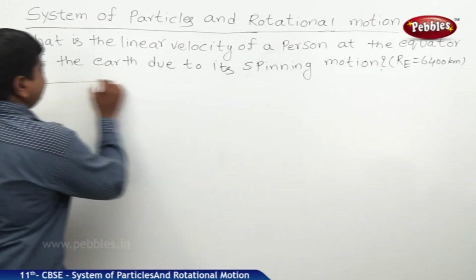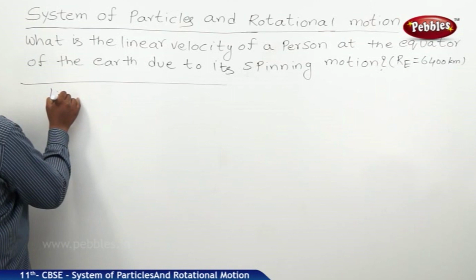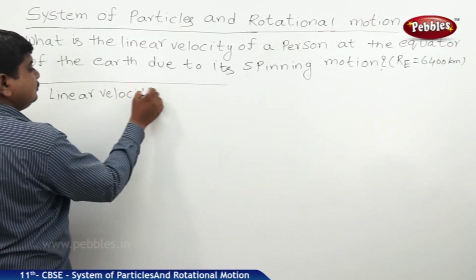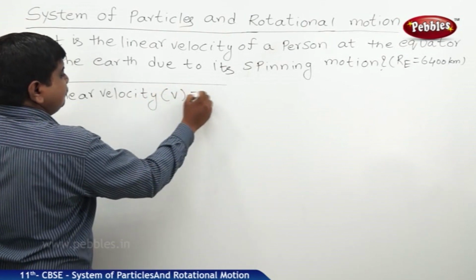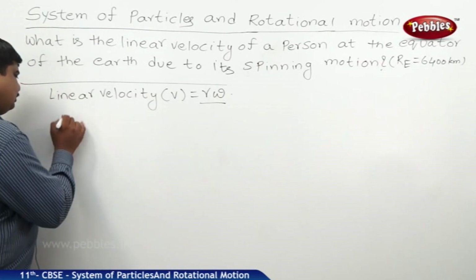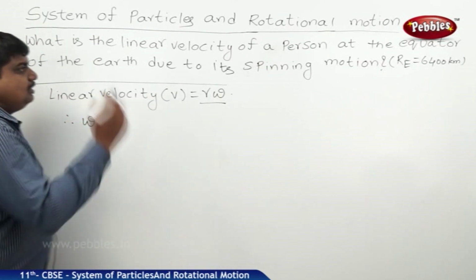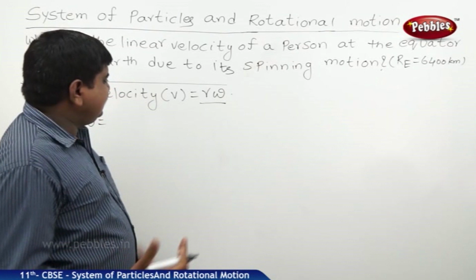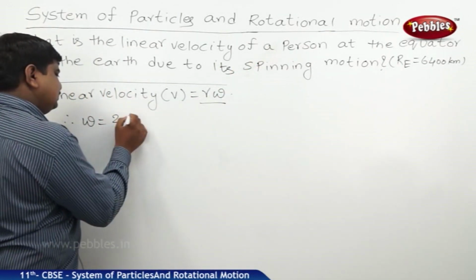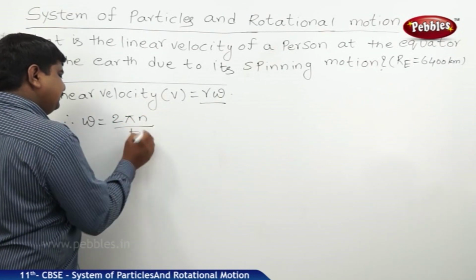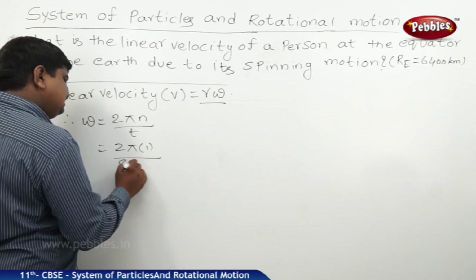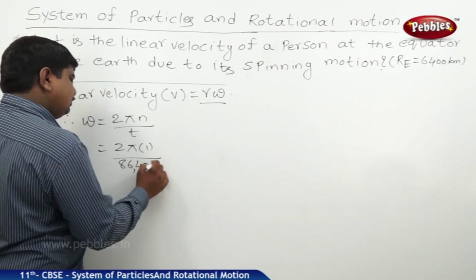So linear velocity V is equal to R omega. Now we should find out omega. At the equator, we should find out the angular velocity due to the spinning motion of earth. Therefore, it is 2 pi n by t. So therefore, 2 pi into 1 by 86,400 seconds.